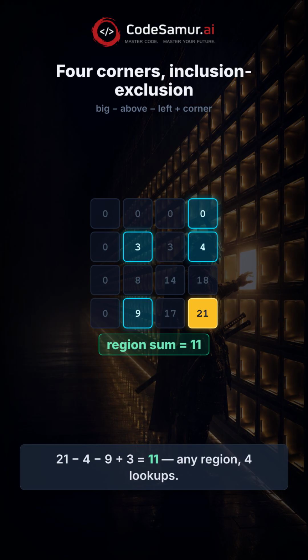Take the big block, subtract the strip above and the strip to the left, and add back the top left corner you subtracted twice. Inclusion and exclusion, 4 lookups, and you have any region's total instantly.